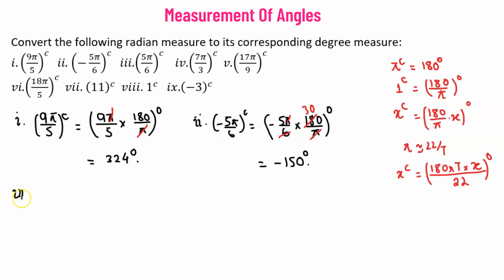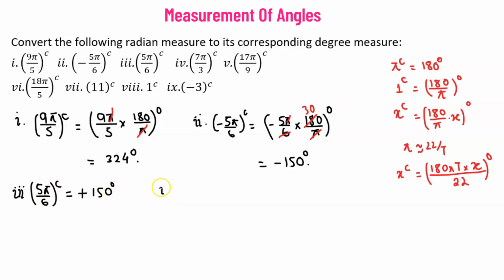So number 3, we have 5 pi over 6. Instead of a negative sign, we have a positive sign here. So 5 pi over 6 radians will be positive 150 degrees. Same method, all we have to do is multiply 5 pi over 6 with 180 over pi. This is going to give us 150 degrees.